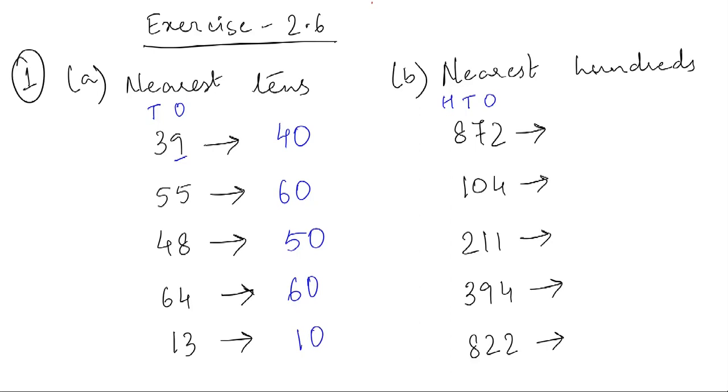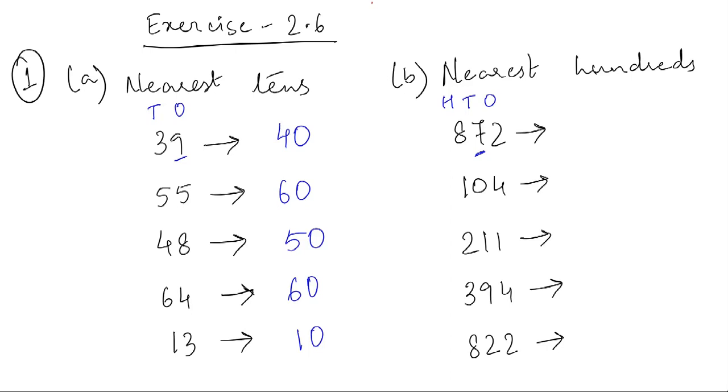In number B, we are going to round off the numbers to the nearest hundreds. Again, there are 5 numbers. So while rounding off to the nearest hundreds, we have to look at the digit in the tens place. We will follow the same procedure as we did while rounding off to the nearest tens. We are going to follow the same process.